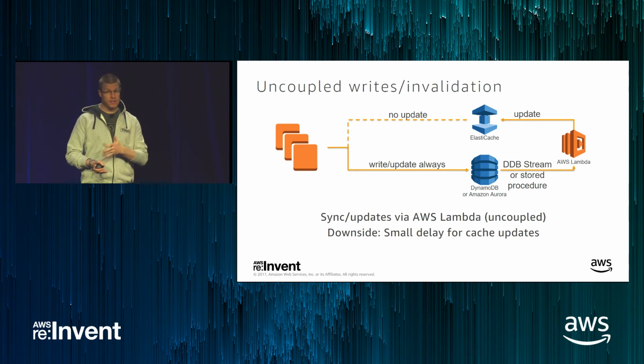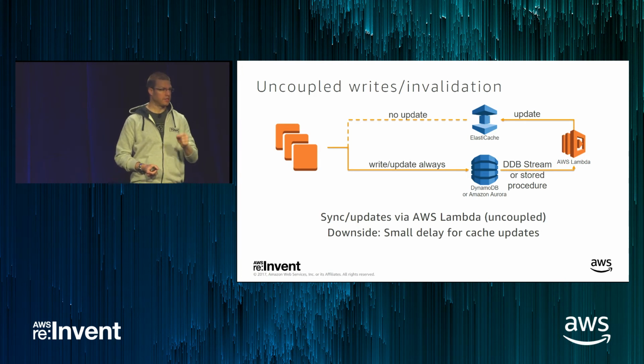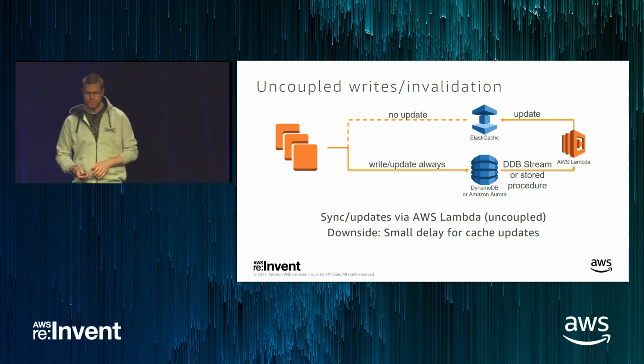The downside of this approach is there is a small delay for cache updates. That's pretty obvious, because the trigger of Lambda and Lambda itself needs some time. But this will be below, that's what we are seeing, below a second. So if you're right now working with a TTL, for example, of 10 seconds, this is still way better, because this works within a second and not within the 10 seconds in which you might deliver a wrong answer based on your TTL.